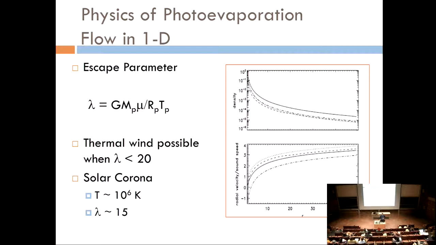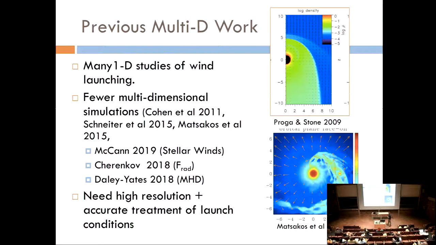All right, so there has been some previous multidimensional work, but there have not been as many of them, and it's only now that the codes are getting to the point where you can do fully 3D work. So here, for example, is an early version of this that was done in 2D. You have a planet here that is launching a wind. There's no physics of the launching here. It's just done as a boundary condition. So you're just pushing a wind through here.